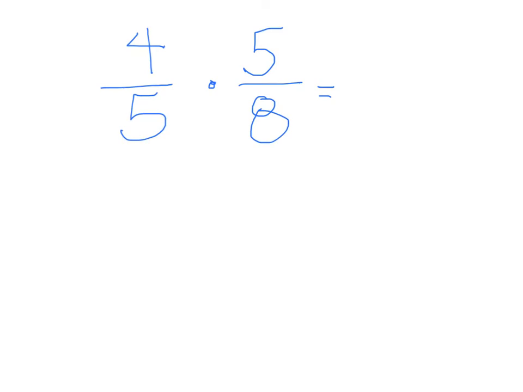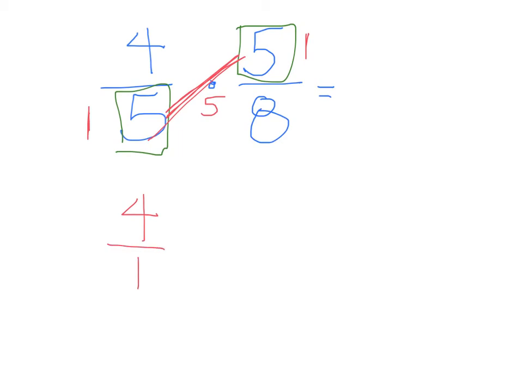All right, here we have a problem that has a special case. You see that the denominator of one fraction and the numerator of another fraction are the same. So here you can cross simplify. And what we're going to cross simplify by is 5 because that's what number they both are. So then this is going to become a 1, and this would become a 1. So your new fraction would be 4 over 1 multiplied by 1 over 8.